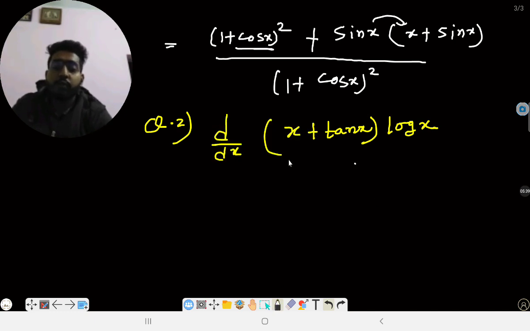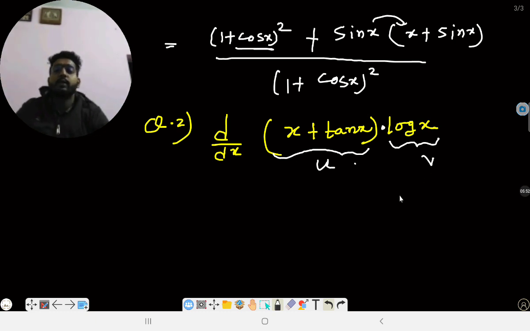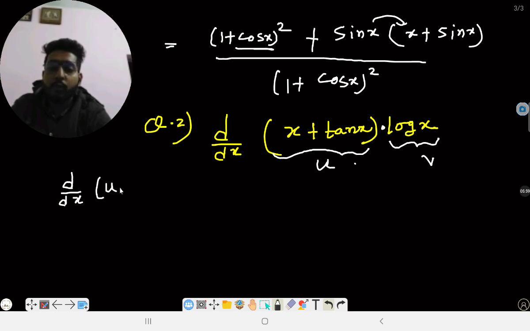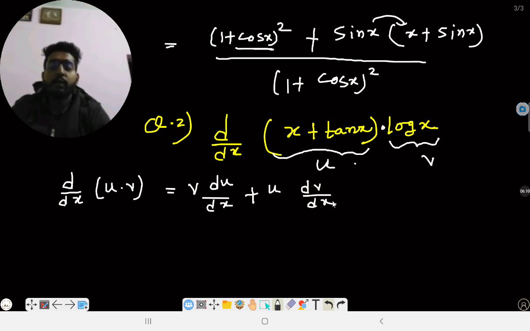So here this is the product rule you have to use. Look, this is the first function, and this is the second one. So the first function is called u, and we can call the second v. So here you can see this is a product form. Whenever there is a product form, what is the formula? d/dx of u into v is v into du/dx plus u into dv/dx. So that will be the formula.